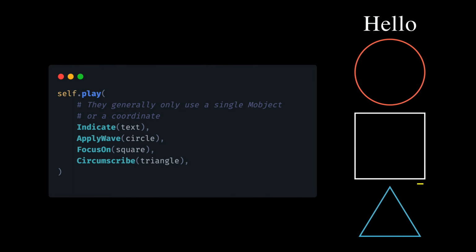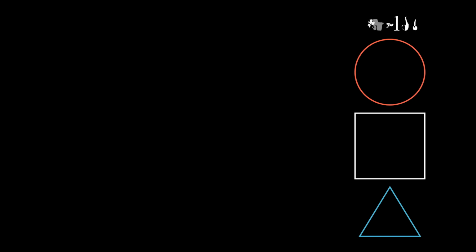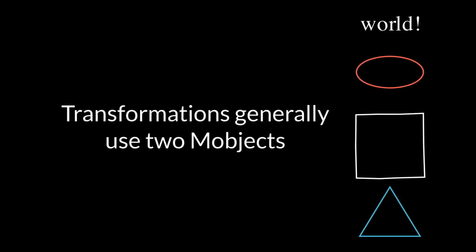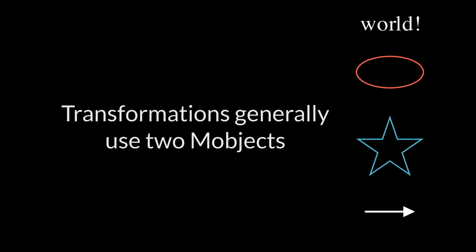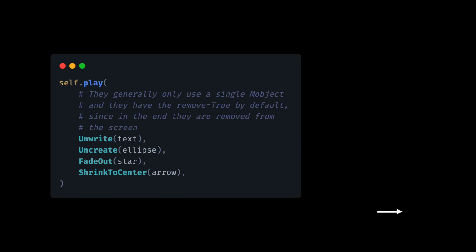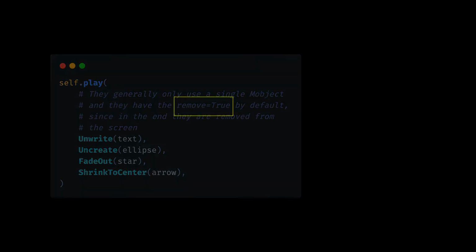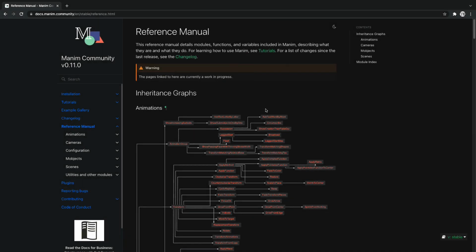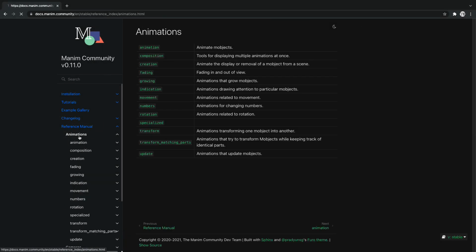They are actually a fusion of the other 3 animations. 3. Transformation animations. They modify the shape or position of an object. 4. Removal animations. They remove an object from the screen. This last type is the one that usually has the remover argument set to true. As an exercise, you can consult the official documentation to learn about some animations.